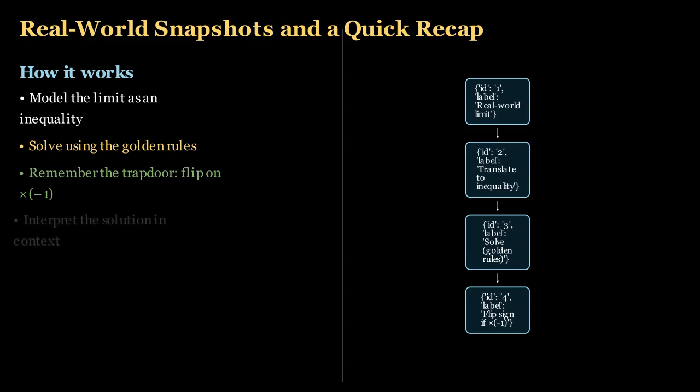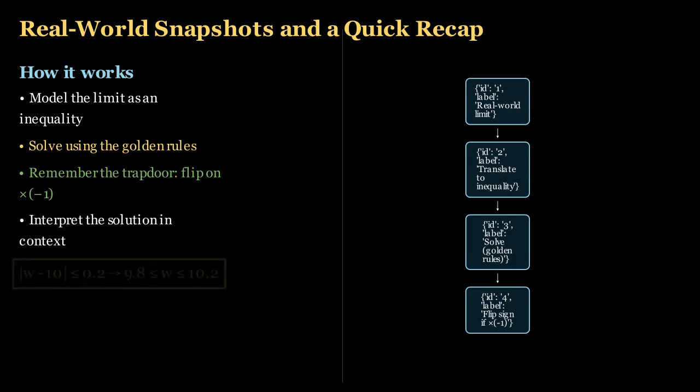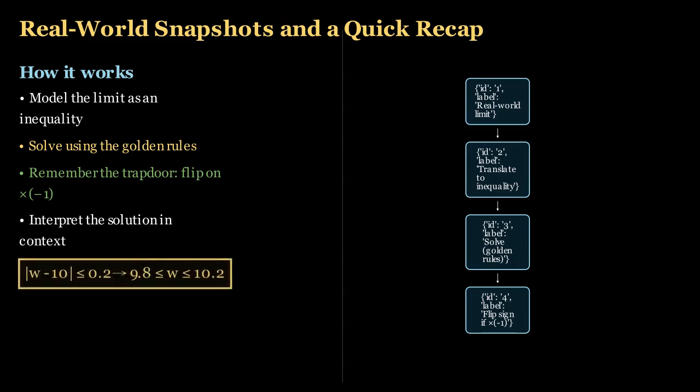But what if the tolerance was on a cooling metal rod that shrinks? You might have a negative coefficient. That's when the trapdoor snaps. If you multiply or divide by a negative, you must flip the inequality sign. Finally, read the answer back into the real world. The machine must produce bolts between 9.8 and 10.2 millimeters wide.